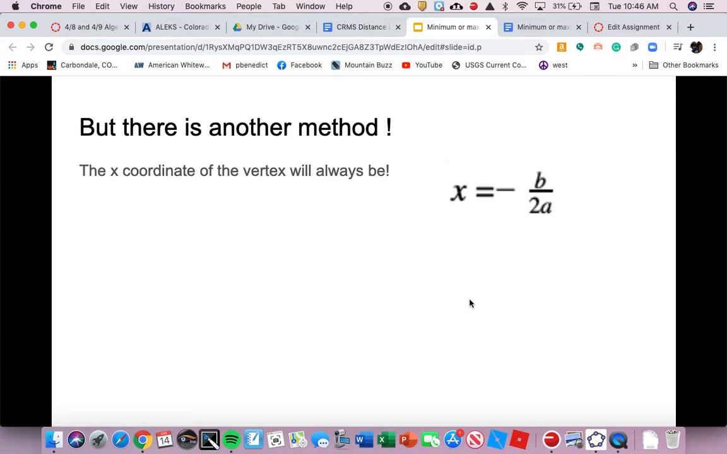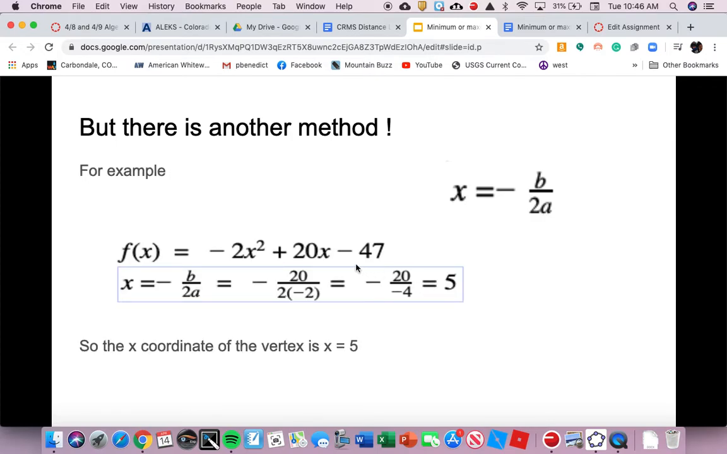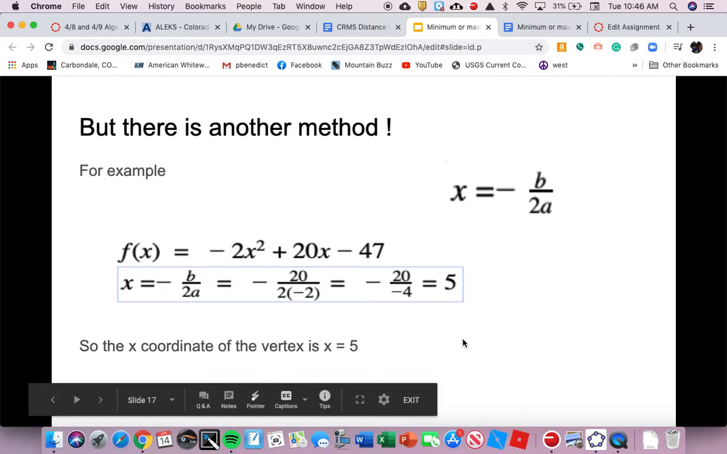The x-coordinate of the vertex will always be negative b over 2a. For example, if I had this equation, f of x equals negative 2x squared plus 20x minus 47, my b is this 20, and my a is negative 2, and so I just plug that in. Negative 20 over 2 times negative 2, or the opposite of 20 over negative 4, which will be 5. So the x-coordinate of the vertex is 5.